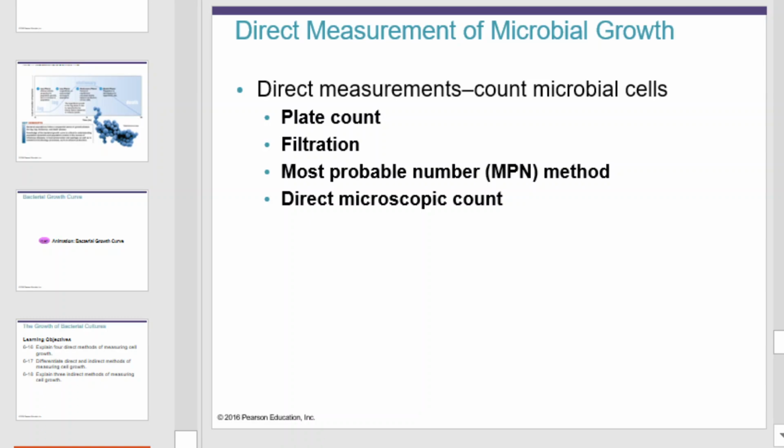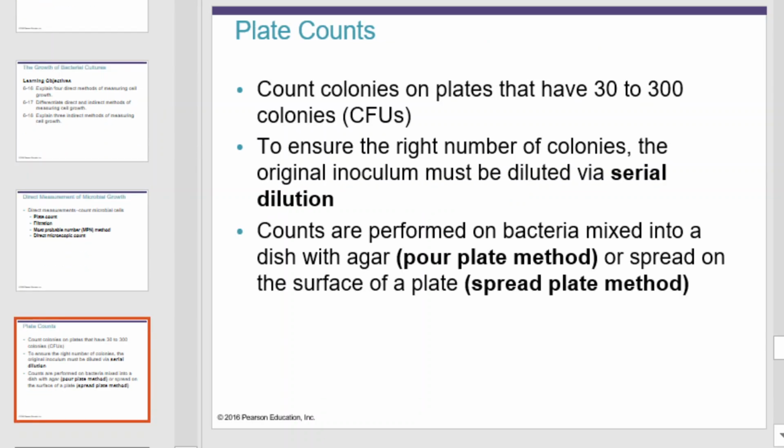Finally, we need to look at how we measure microbial growth. Direct measurements count microbial cells. Examples of direct measurements include plate count, filtration, MPN, and direct microscopic counts. In plate counts, we go and count colonies on the plates that have anywhere from 30 to 300 colony-forming units, or colonies. So we're not counting necessarily individual cells, but instead colonies of cells. To ensure the right number of colonies, the original inoculum must be diluted using serial dilution.